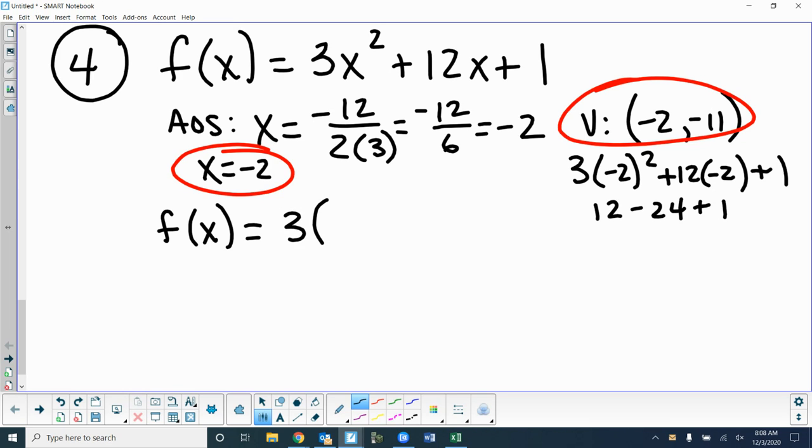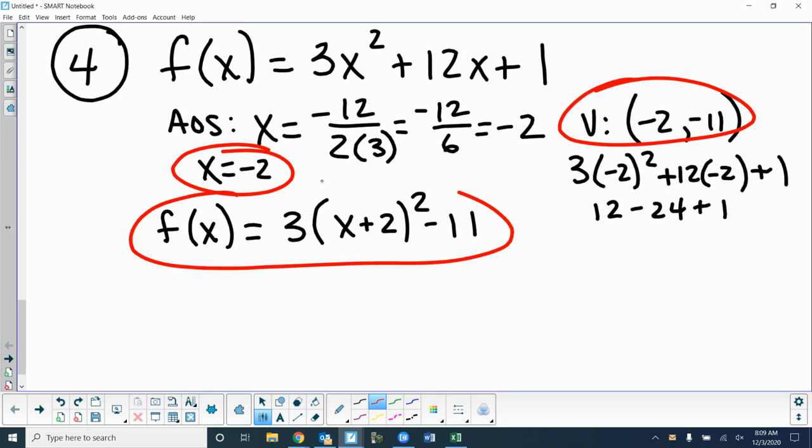All right, the a value goes in front. And then it's x minus, and what's minus a negative 2? Plus 2. And that's a negative 11, so minus 11. So there's our vertex form. And then we have to graph it.